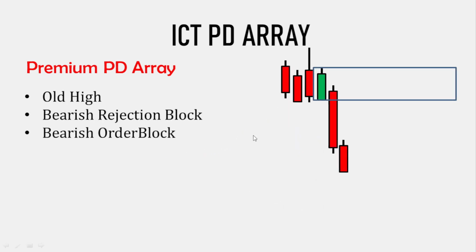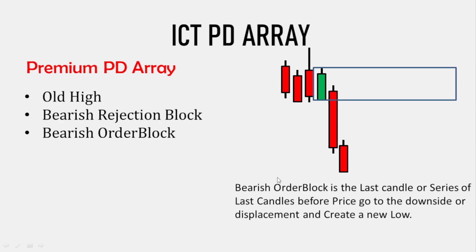Another PD array is a bearish order block. I think you've heard this one a lot. It's really simple: a bearish order block is the last candle or series of last candles. There could be 2 or 3 last candles before that move to the downside, which is also a bearish order block. You can count 3 candles of the same color as one bearish order block as well, but in this case it's just one bullish candle right before the displacement to the downside that created a new low. So that is a bearish order block. And how do we use it? We use it for price to come back to it and continue to the downside.